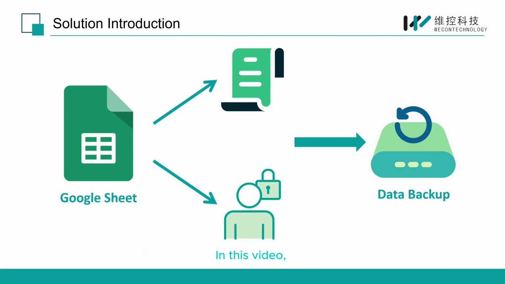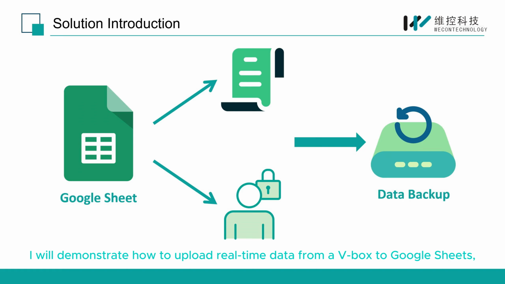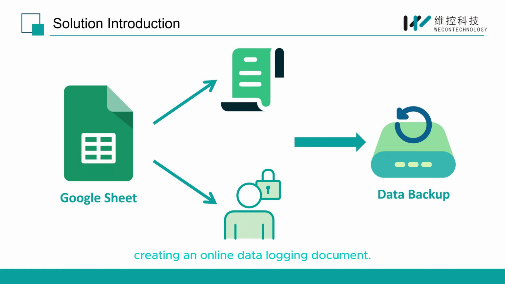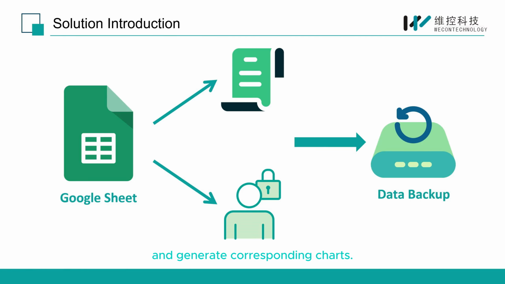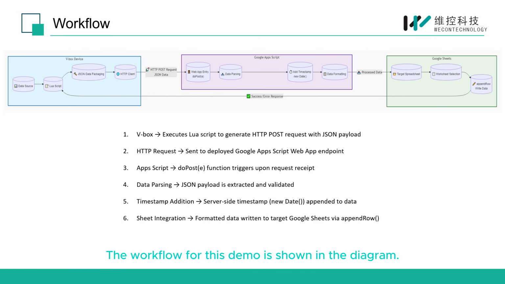In this video, I will demonstrate how to upload real-time data from a VBox to Google Sheets, creating an online data logging document. This can help some customers obtain longer-term historical records of real-time tags and generate corresponding charts. The workflow for this demo is shown in the diagram.